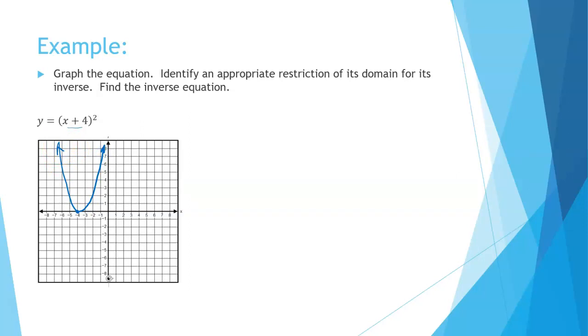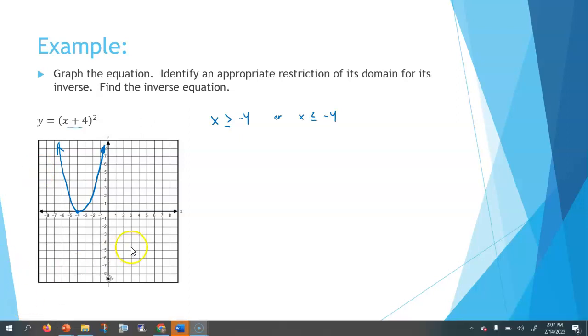So now we want to identify an appropriate restriction of its domain for its inverse, because remember, right now this fails the horizontal line test. So we could do one of two things. We could either say that x has got to be greater than or equal to -4, or we could say x is going to be less than or equal to -4. Either one of those would be an appropriate restriction for our domain. Because it says graph the equation, identify an appropriate restriction of its domain for its inverse, and then now we've got to find the inverse equation.